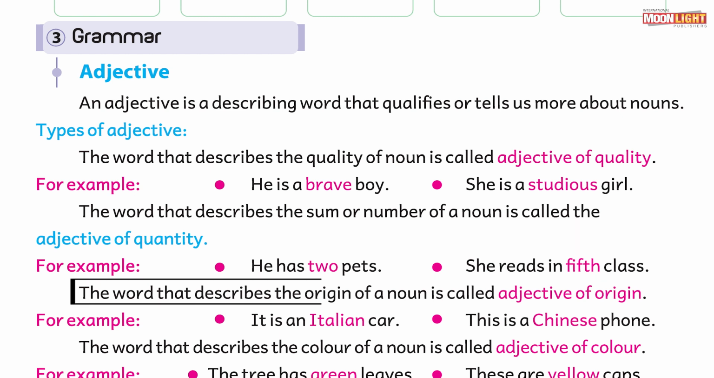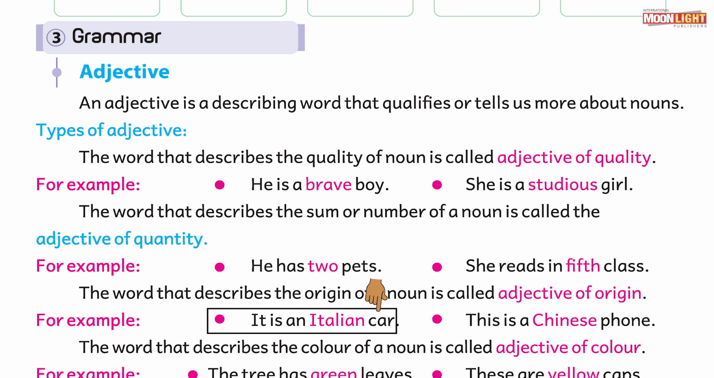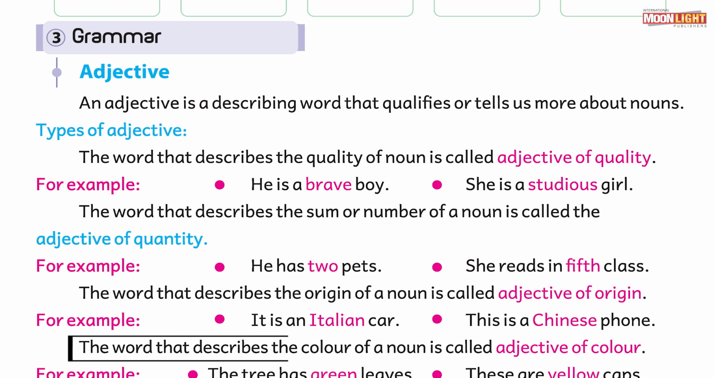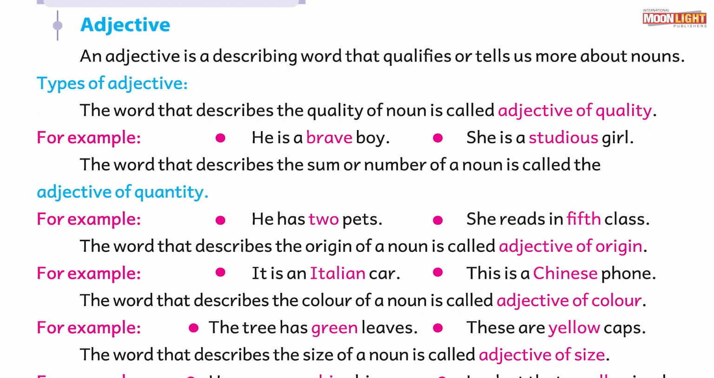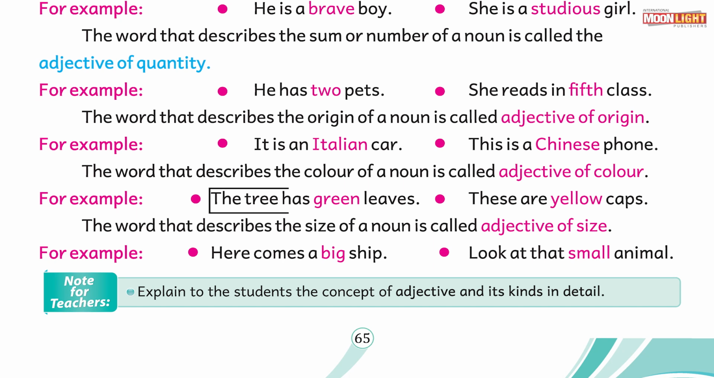The word that tells the origin of something is called an adjective of origin. Like, it is an Italian car. Car is a noun. Italian is telling the origin of the thing. So the word Italian is an adjective of origin. The word that describes the color of the noun is called an adjective of color. Like, the tree has green leaves. So green is telling about the noun, leaves. Green is the adjective of color.